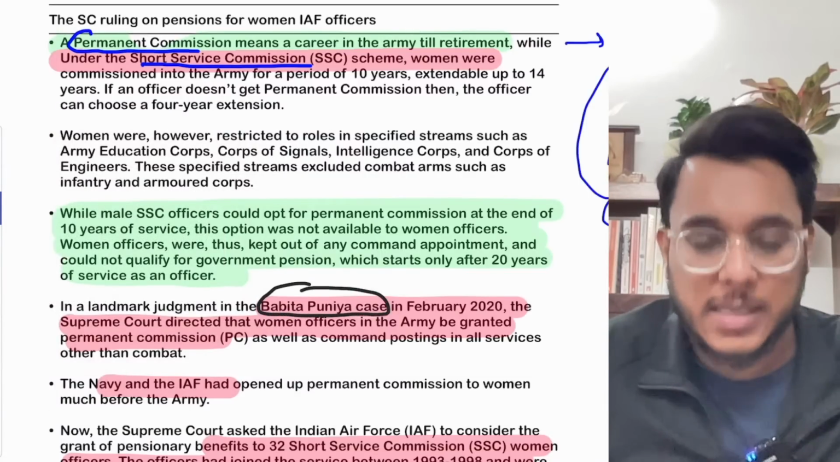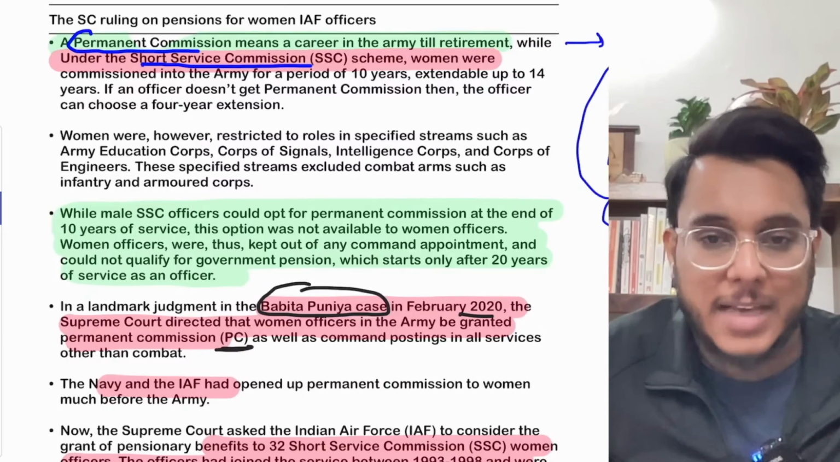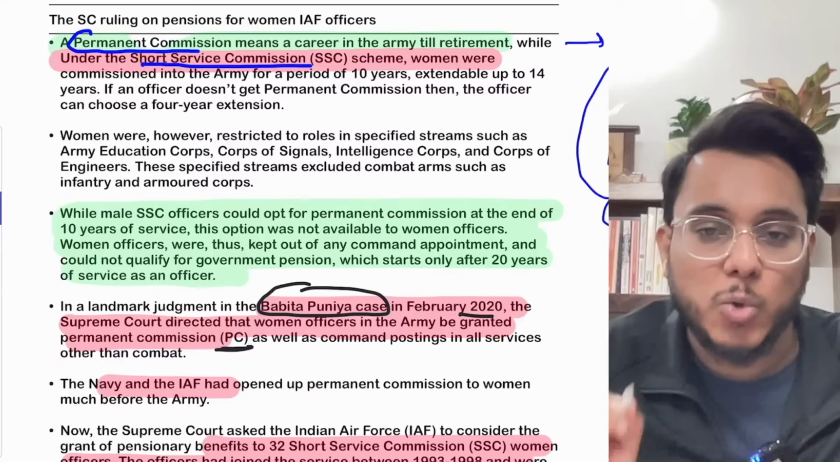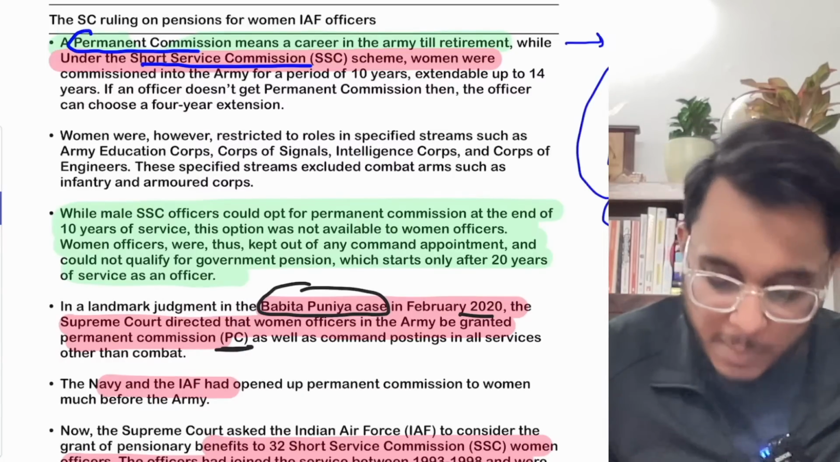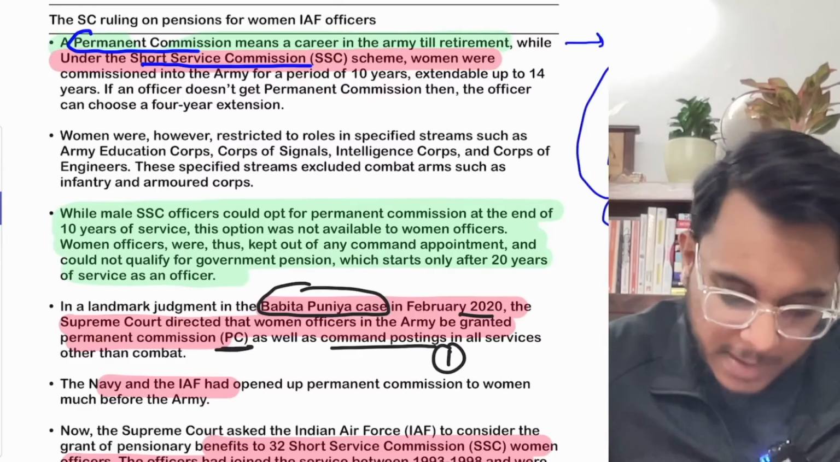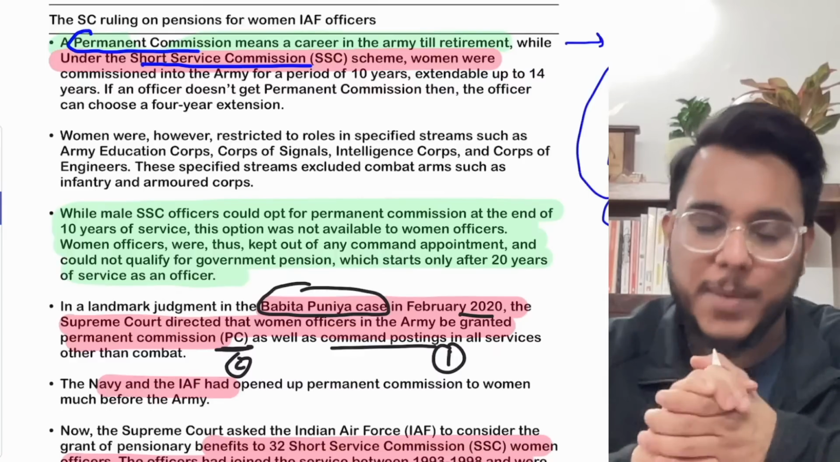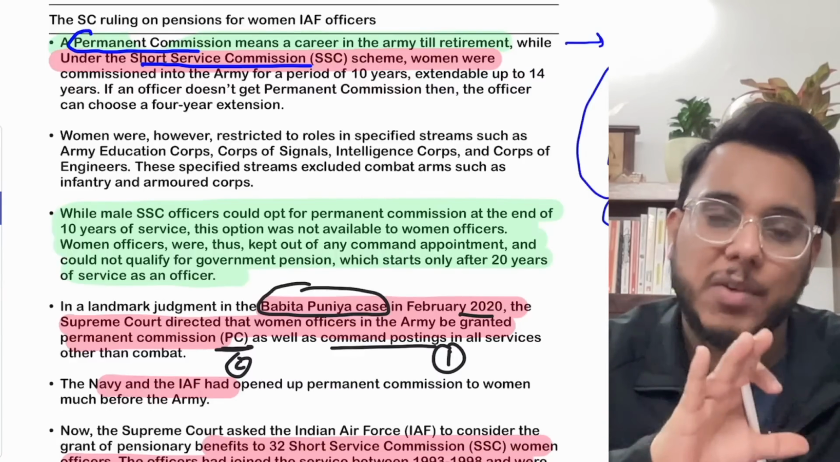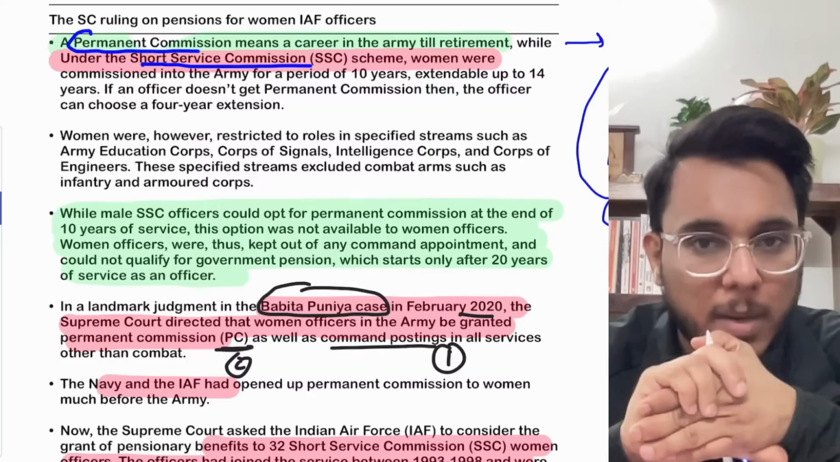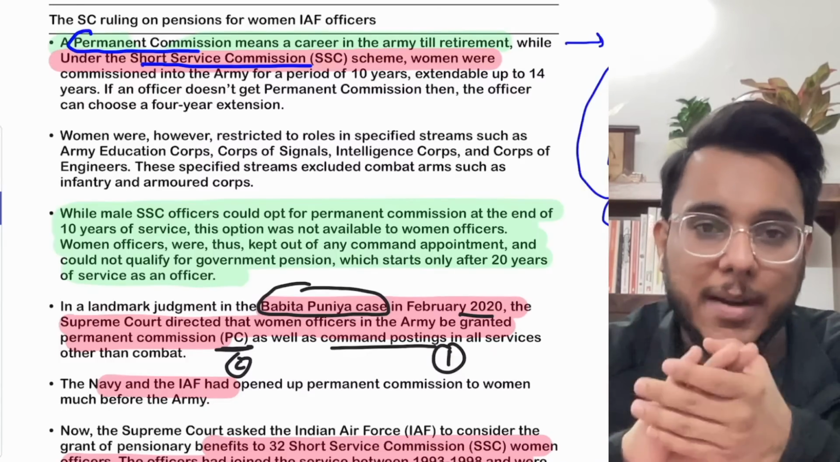And in the Babita Punia case, the Supreme Court provided that the permanent commission has to be given in the army to the women. Okay, so women will be given the commanding postings, number one, as well as the permanent commission into the armed forces. Now guys, see this thing. Earlier the government had already said that they will give the permanent commission, but it was not implemented. So after the Babita Punia case, it got implemented.